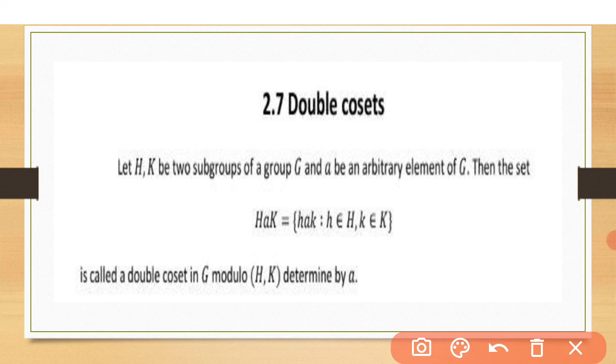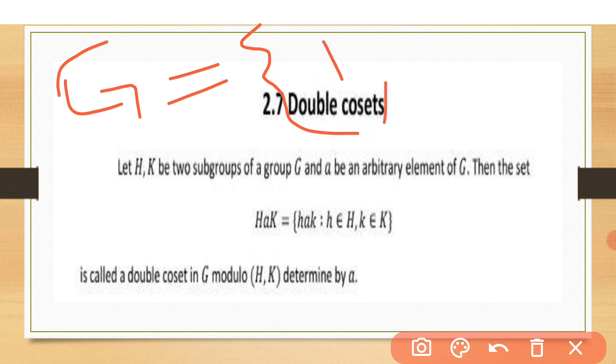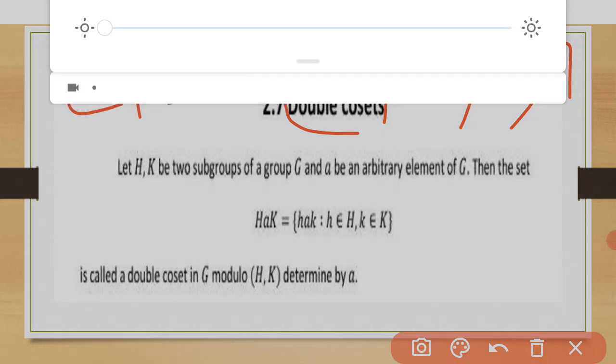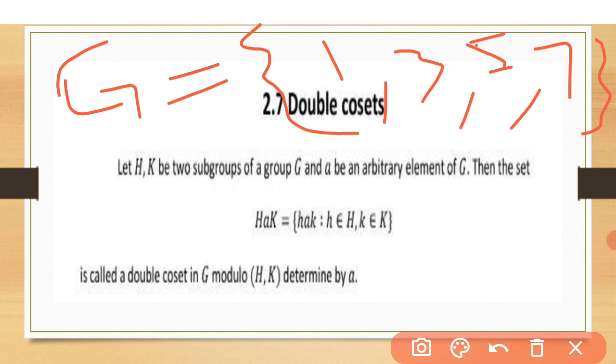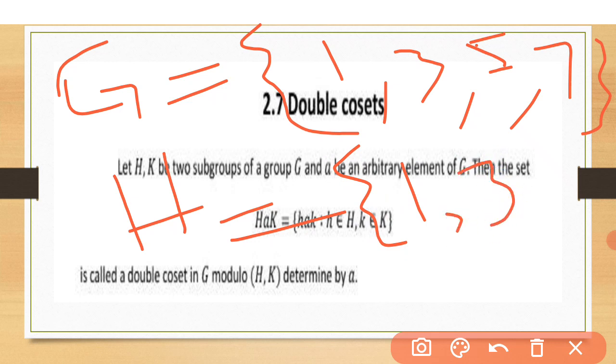Let me say that G is a group {1, 3, 5, and 7}. This is a group of modulo 8 with respect to multiplication, and we take its subgroup H = {1, 3}. Now we take elements of G and multiply by this from the left side. This will be a left coset.